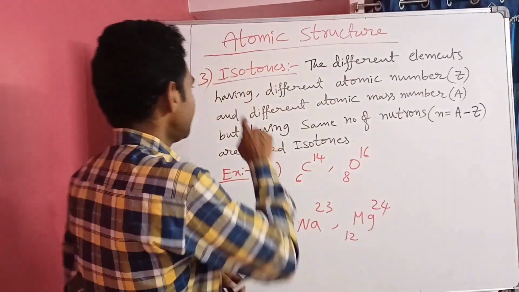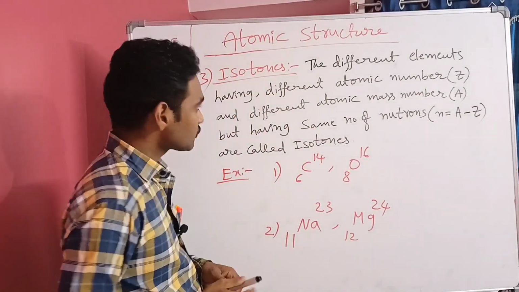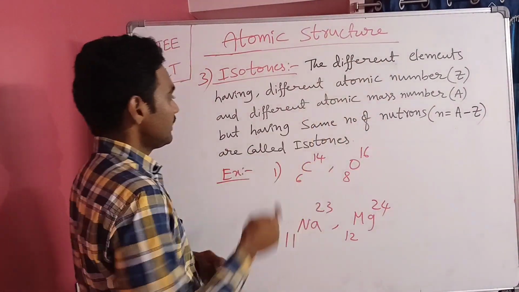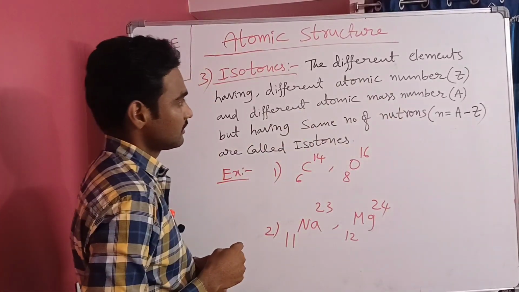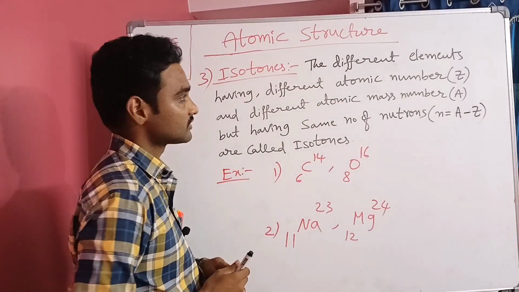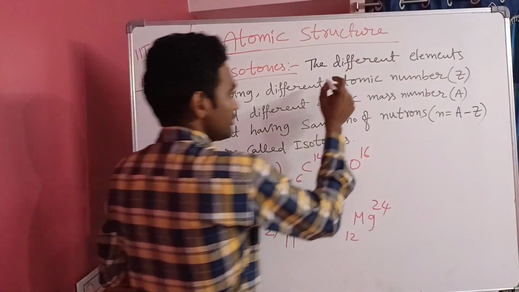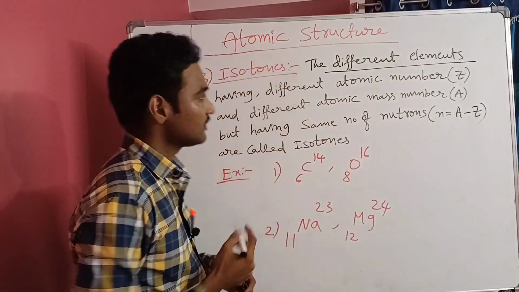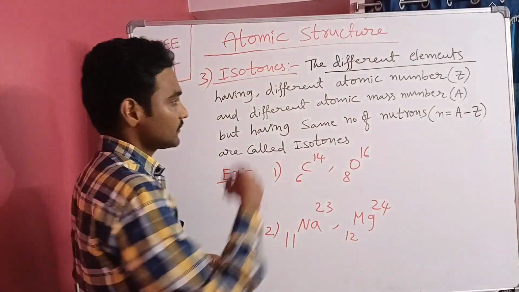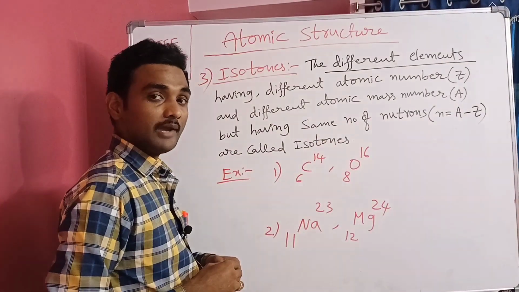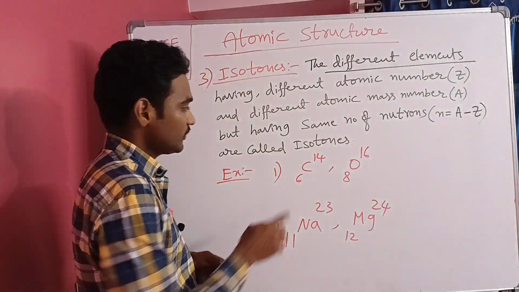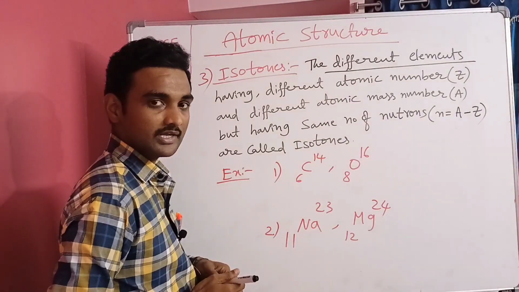Okay, next topic is isotone. What is an isotone? Different elements having different atomic number and different atomic mass number but having the same number of neutrons are called isotones. This point also you have to remember: different elements. Simply, isotones means different Z value, different A value, but the same number of neutrons. Have you understood? Now if we discuss examples, you will understand very clearly.